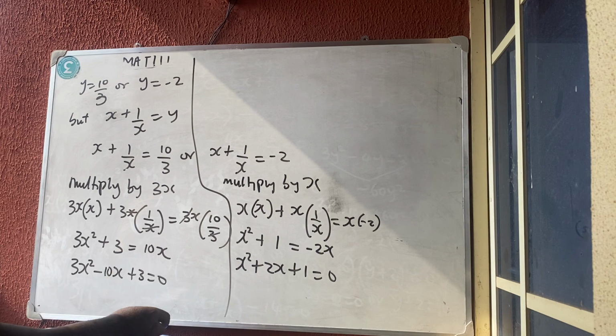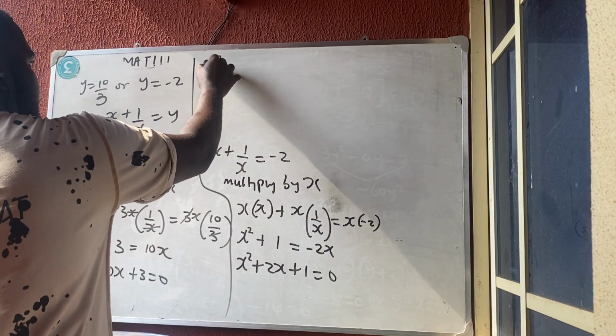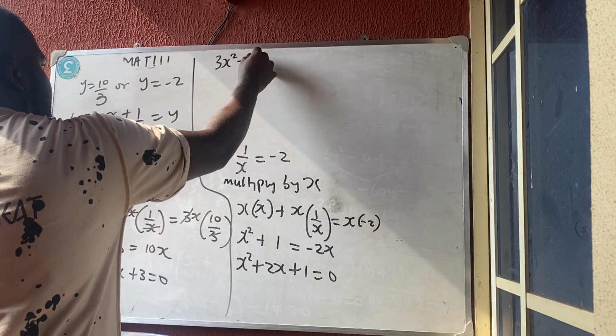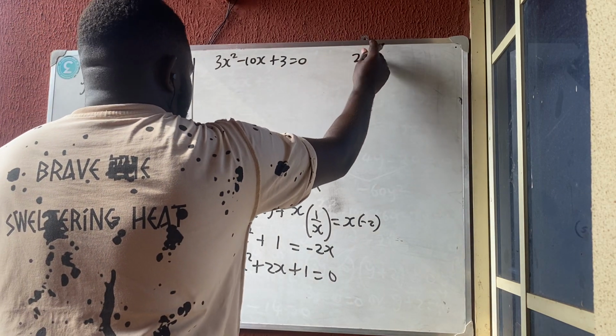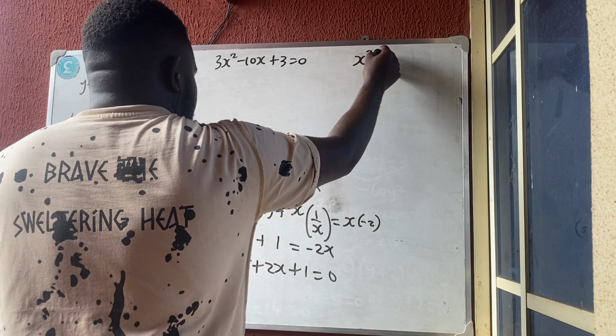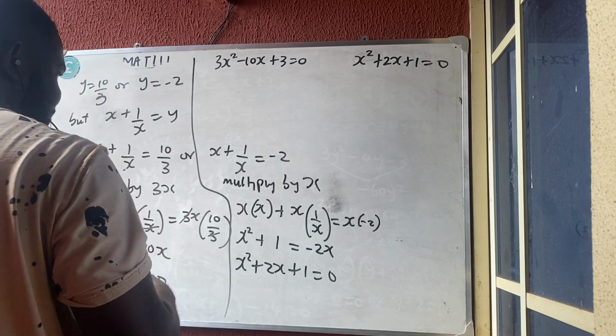So these are the two quadratic equations I'm going to solve. Let me bring them out. 3x squared minus 10x plus 3 is equal to 0, and x squared plus 2x plus 1 is equal to 0. So let's solve them.